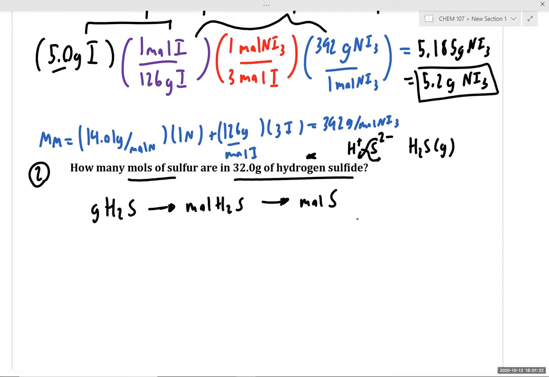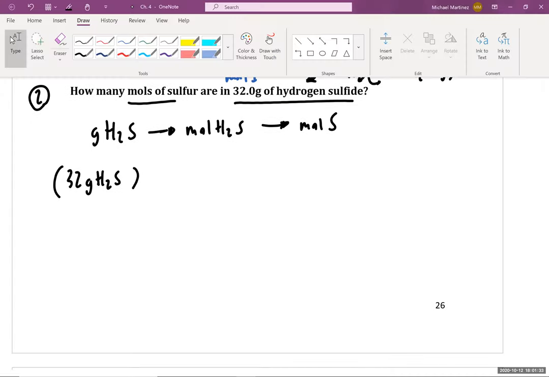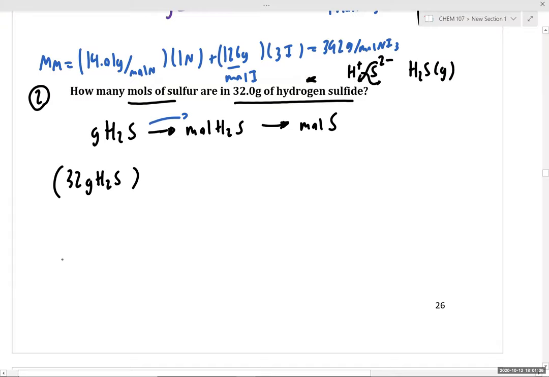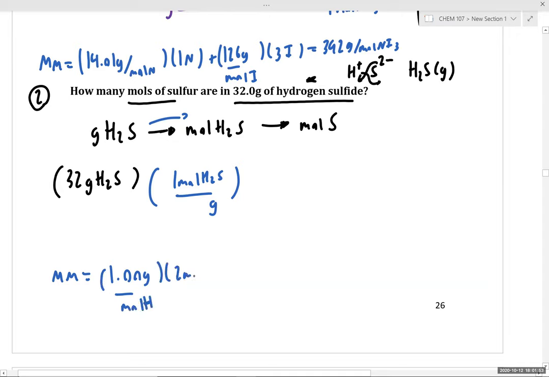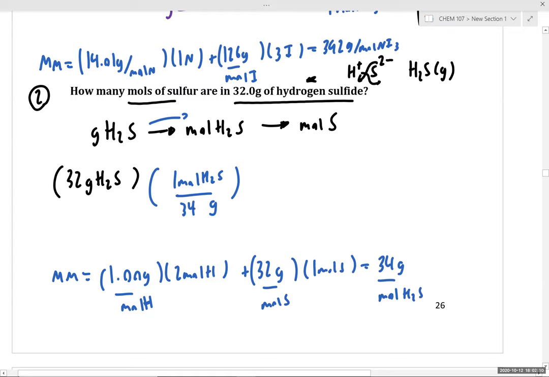So now that we have our solution map established, let's try to execute. So we're given that we have 32 grams of hydrogen sulfide. So to go from grams of hydrogen sulfide to moles of hydrogen sulfide, we know in 1 mole of hydrogen sulfide, we can calculate its molar mass. So we have 1.00 gram per mole of hydrogen. And in turn, we have 2 moles of hydrogen. And we have 32 gram per mole of sulfur. And we know that we have 1 mole of sulfur in our formula. And that gives us 34 grams per mole of hydrogen sulfide.